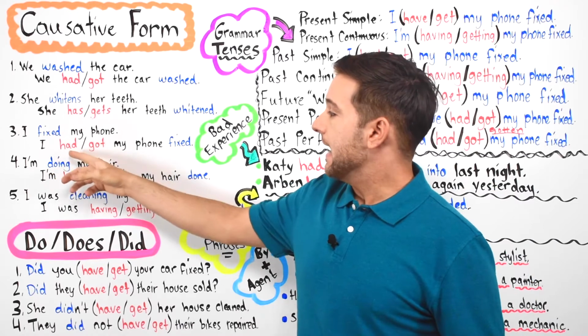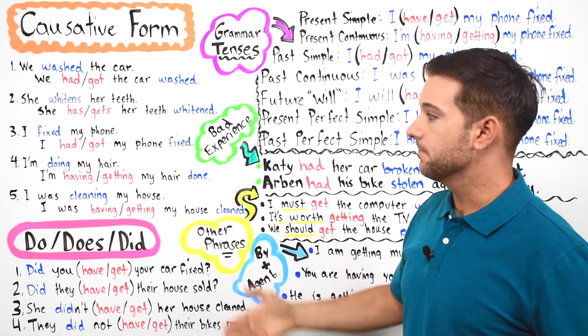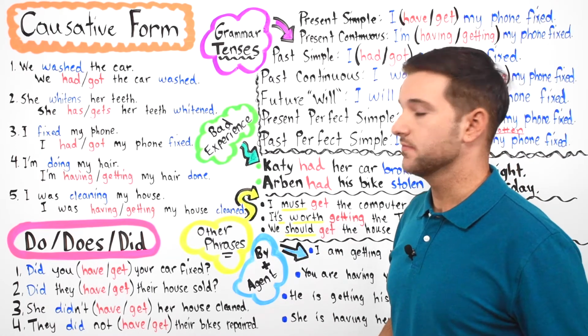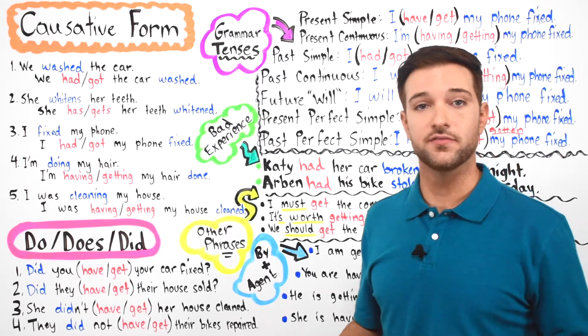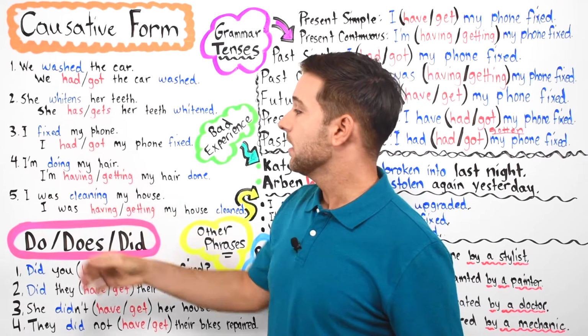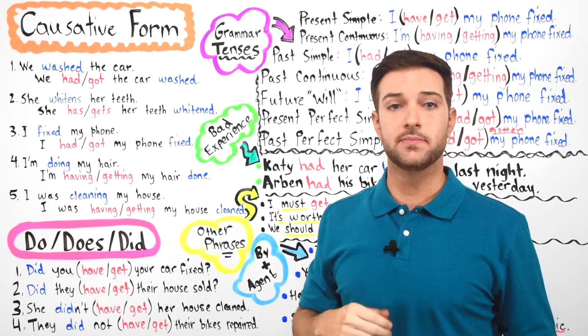And then it says, I had my phone fixed, or I got my phone fixed. In this case, you went to somebody who is a professional who has fixed your phone. Okay, who got your phone fixed for you. Okay, you didn't perform the action. Number 4, I'm doing my hair. Okay, I'm cutting my hair. Okay, I'm dyeing my hair.